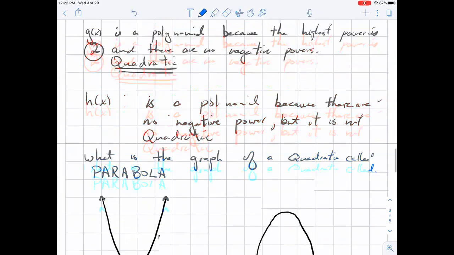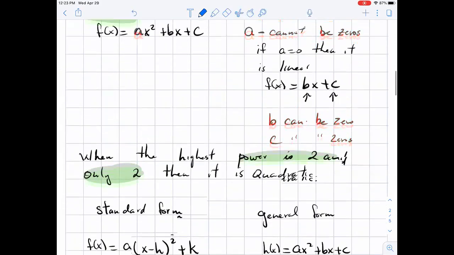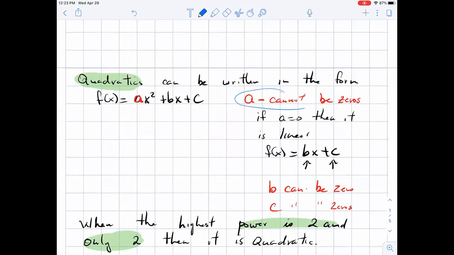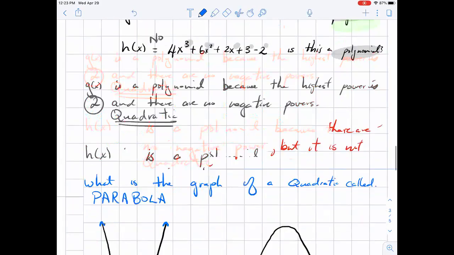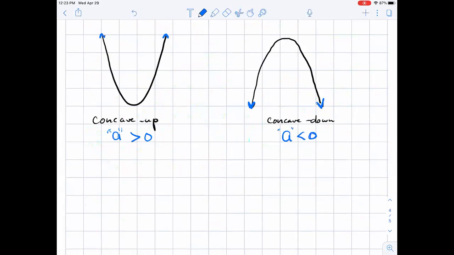Remember, A cannot be 0. If A is 0, as we said somewhere in the top here, we wouldn't have an x squared term. Now, this point here in the parabola, that turning point, is what we call the vertex of the parabola. Notice when it's concave up, the vertex is a minimum point. And when it's concave down, the vertex is a maximum point. For business applications, you don't talk about the vertex, you talk about the maximum or the minimum of your business.